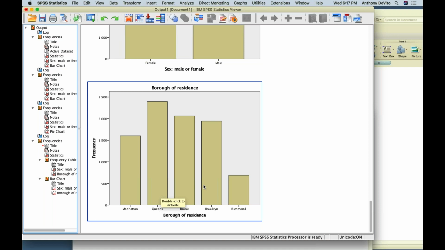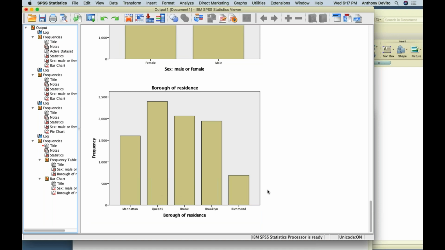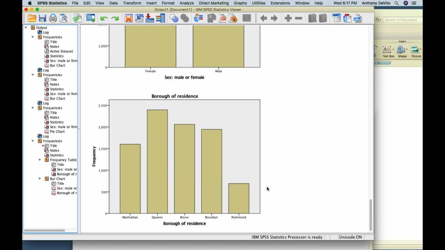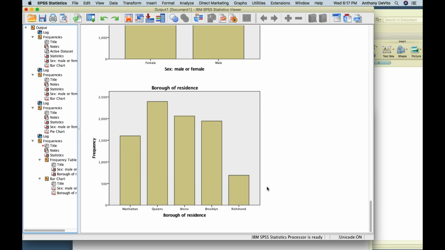And which one's the least? Which one is the least population? Clearly the least one. So we got that one right, right? You know, I'm not so sure about this one. I think it might be Brooklyn, but we got that one right. So we guessed, we got a little lucky anyway.